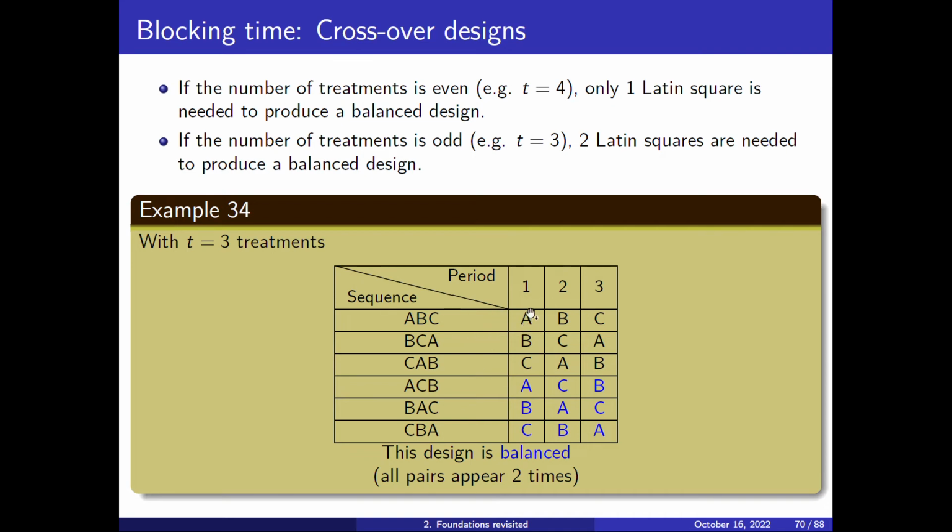So we use a Latin square, we use a different Latin square, and now we have our sequences. And this design is balanced because all pairs appear 2 times. So let's see, we have AB, AB, and then we have AC, AC, and then BC, BC, and BA, BA, and so all pairs appear twice.